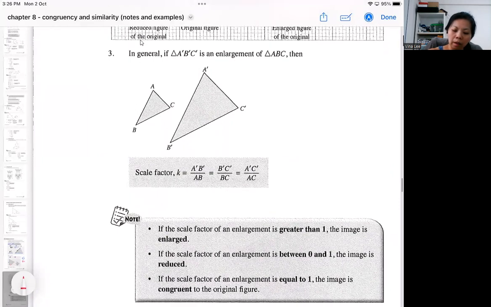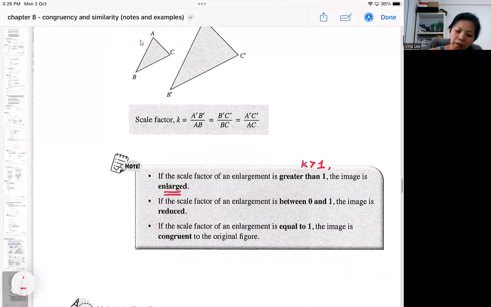As a summary, if your scale factor is greater than 1, then our image is enlarged. That means I got a bigger figure than the original one. If my scale factor is between 0 and 1, that means essentially it's a fraction, then the image is reduced. That means from the original, you get a smaller one. But if your scale factor is equal to 1, you produce another figure that's exactly the same as the original one. That is what we meant by congruent. That means it's exactly identical.